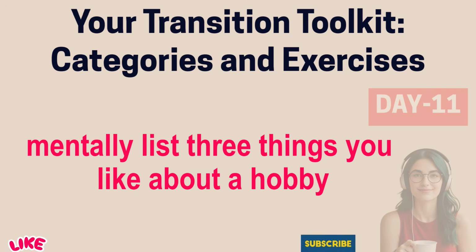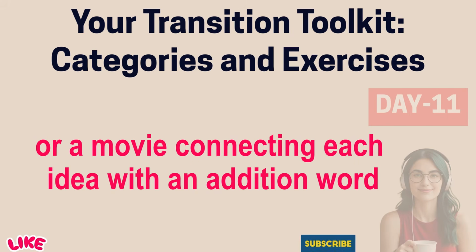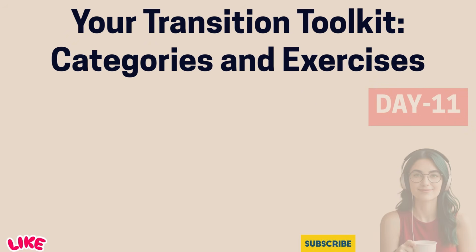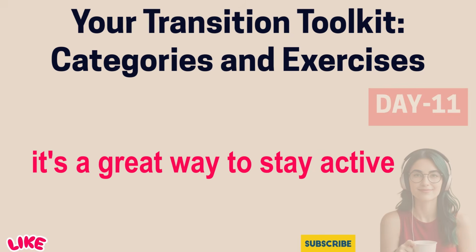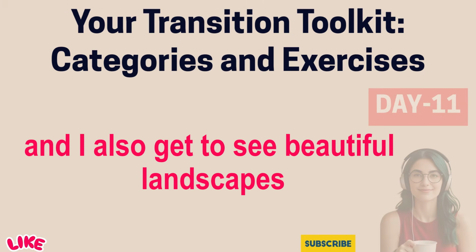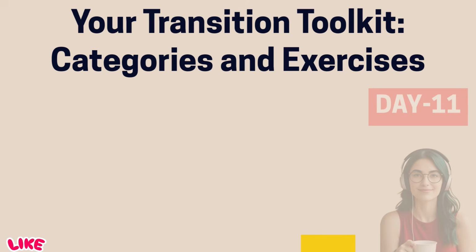Exercise. Mentally list 3 things you like about a hobby or a movie, connecting each idea with an addition word. For example, I love hiking. In addition, it's a great way to stay active, and I also get to see beautiful landscapes.